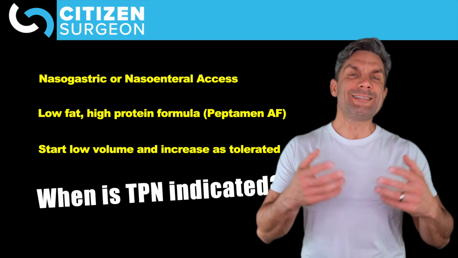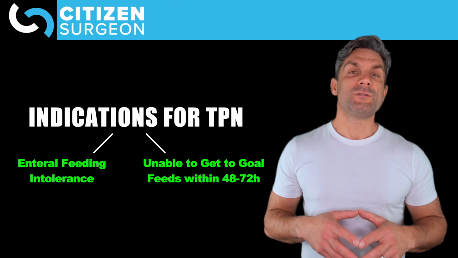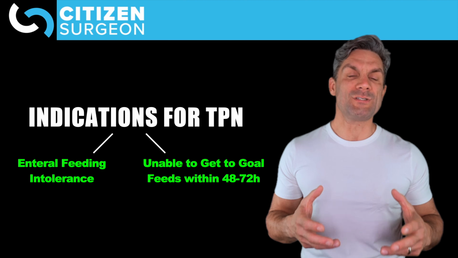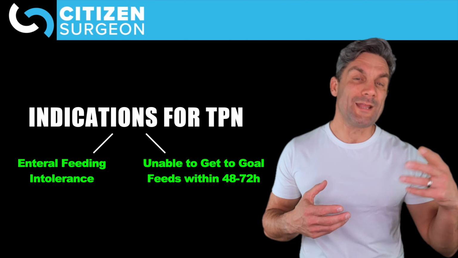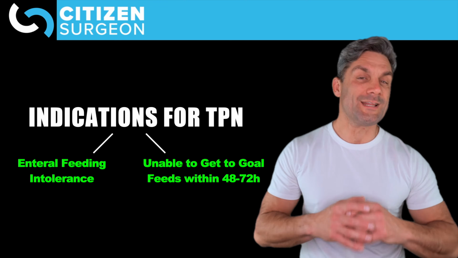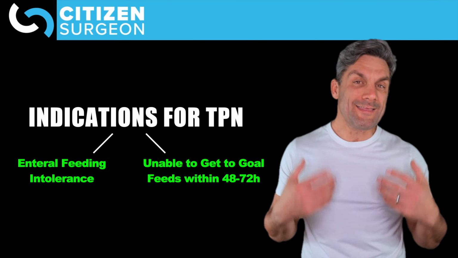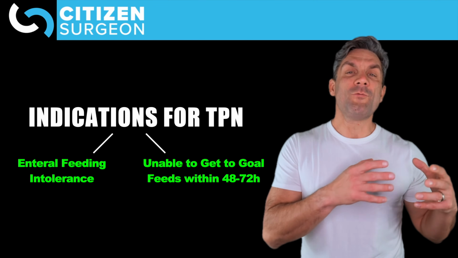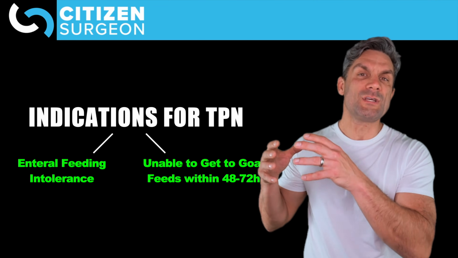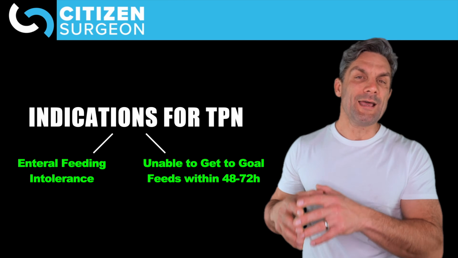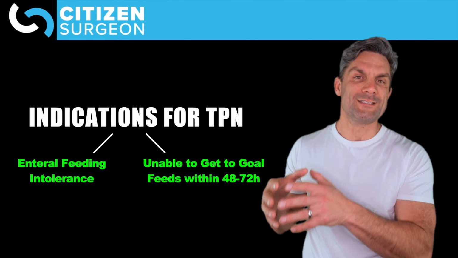So when is TPN indicated? TPN is indicated in that patient that has obstructive symptoms or an ileus, okay, abdominal distension, not going to tolerate anything in the intestine, or if we haven't been able to advance to goal feeds in an appropriate amount of time, so 5 to 7 days.